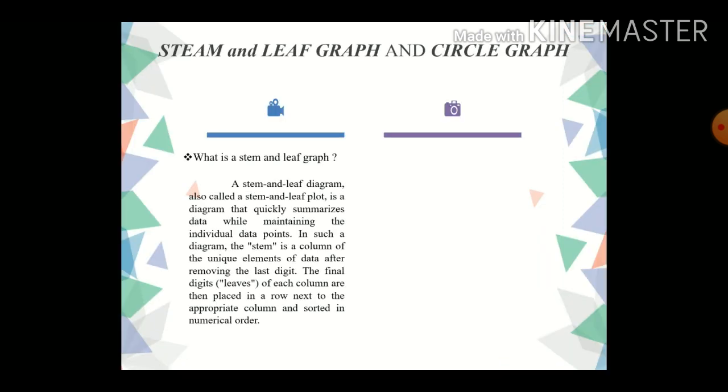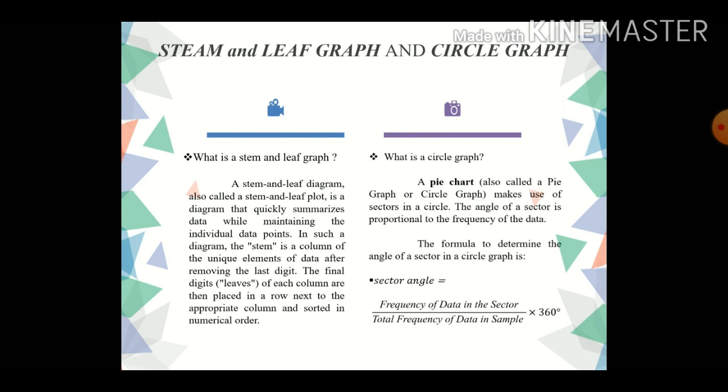Stem and leaf graph and circle graph. What is a stem and leaf graph? A stem and leaf diagram, also called a stem and leaf plot, is a diagram that quickly summarizes data while maintaining the individual data points. In such a diagram, the stem is a column of the unique elements of data after removing the last digit. The final digit, or leaf, of each element is then placed in a row next to the appropriate stem and sorted in numerical order.